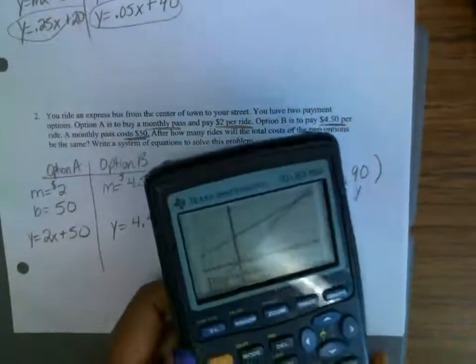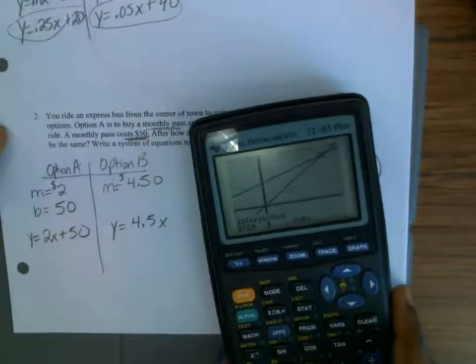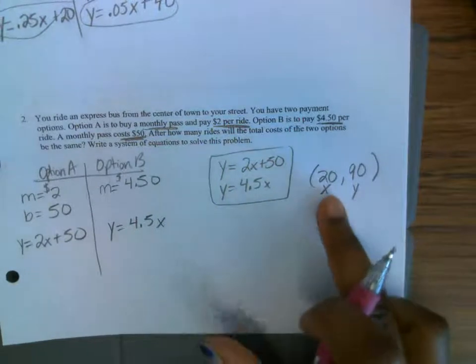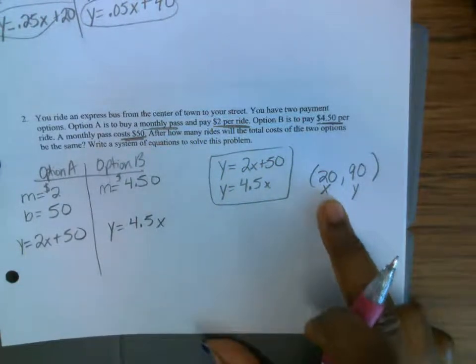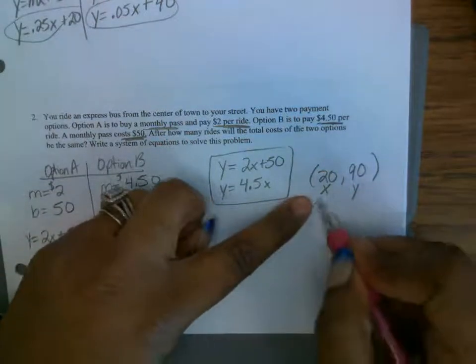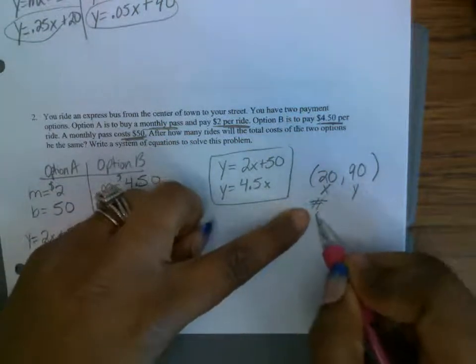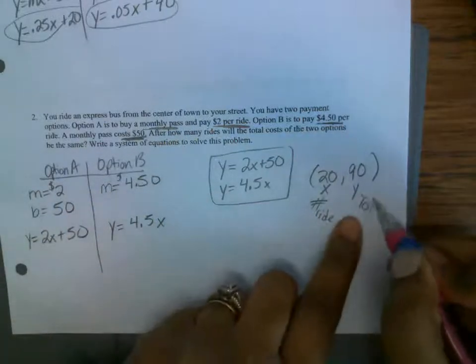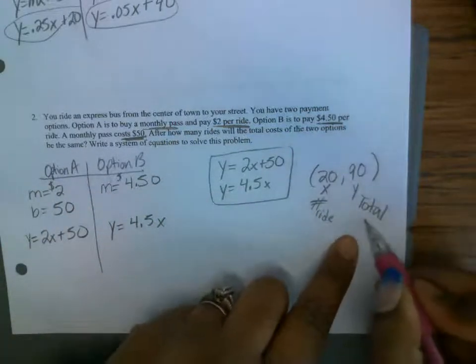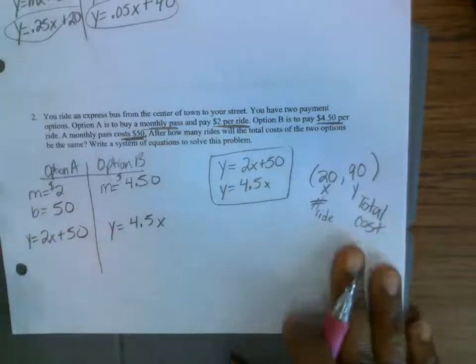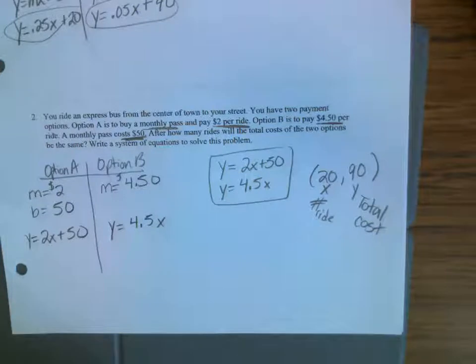So what this means is that, remember, it's the number of rods, the total amount of money. So at 20 rods for both companies, $90 is the total amount that they're going to pay. Any questions about that one?